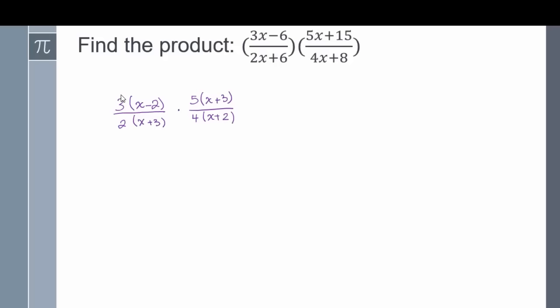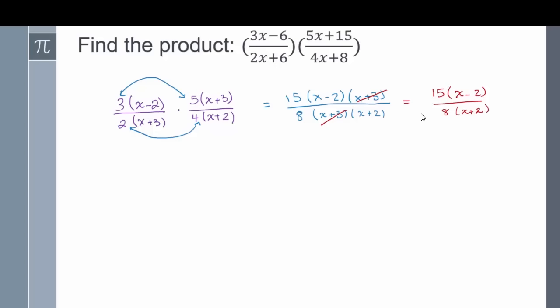Multiply your quantities and your coefficients. 3 times 5 is 15, and then we have x minus 2 times x plus 3, divided by 4 times 2, which is 8, times the quantities x plus 3 and x plus 2. I notice that I have a quantity in common in the numerator and the denominator, and that quantity is x plus 3. x plus 3 divided by x plus 3 is 1, which leaves us with 15 times x minus 2 divided by 8 times x plus 2. I cannot simplify this rational expression any further, so that is my final answer.